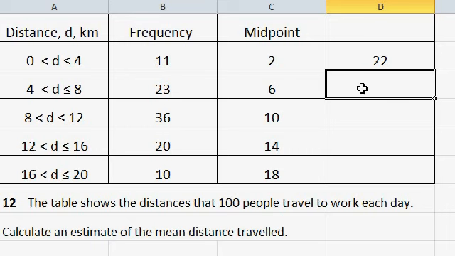23 people traveled 6 kilometers. So we're going to do here 23 times 6. 6 times 3 is 18. Carry the 1, and 6 times 2 is 12, plus the 1 we carried, 13. So 138.